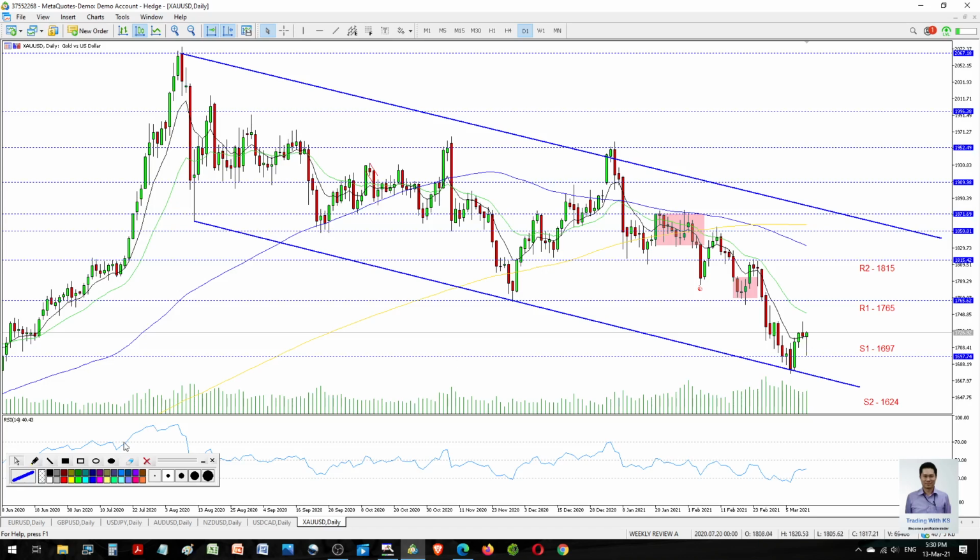Okay, but if the price actually came back up, right? If the price actually managed to come back up to test 1765 area, then we look for another sell opportunity. If the price comes to 1765 area and gets rejected, sell opportunity. If the price continues to go up to 1815 area and gets rejected, opportunity to sell. So this is a downtrend now, okay. So we will look for opportunity to sell at this resistance area.